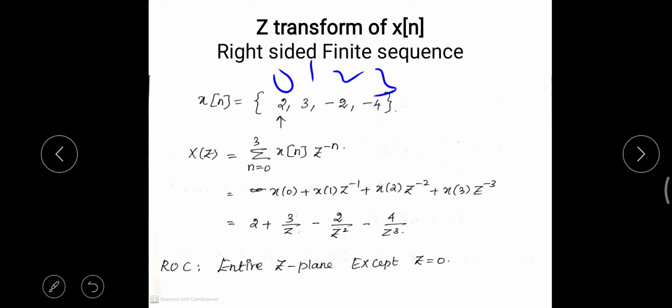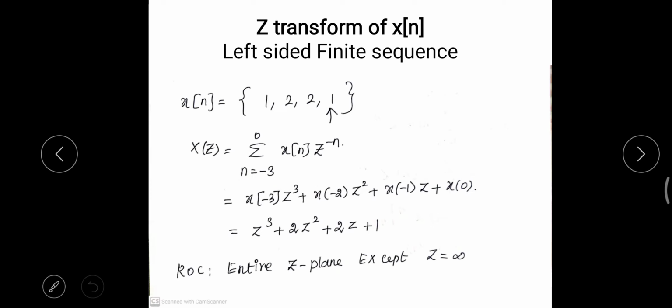Now I have to check the ROC for the obtained x of z. I can take any value of z from the real set, except z is equal to 0. If I take z is equal to 0, my x of z is not defined. So I can conclude that the ROC for any right-hand-side finite sequence is nothing but the entire z plane except z is equal to 0. So this is for the right-sided finite sequence.